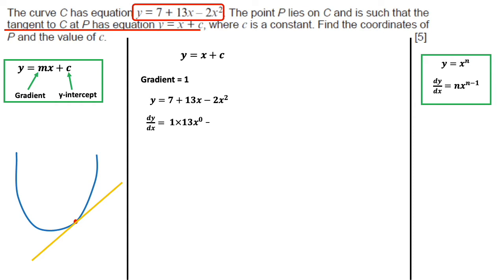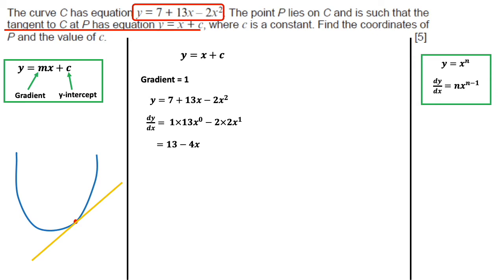The differentiation of 7 is 0. The differentiation of 13x: the power 1 comes to the front, so it becomes 1 times 13, and we decrease the power by 1, so the power becomes 0. The last term: the 2 comes to the front, so it becomes minus 2 times 2, and we decrease the power by 1, so it becomes 1. 1 times 13 is 13, and x to the power of 0 is 1. So we're left with 13 as the first term, and then the second term, 2 times 2, is 4, so we have minus 4x.